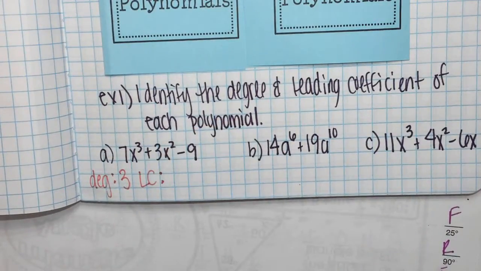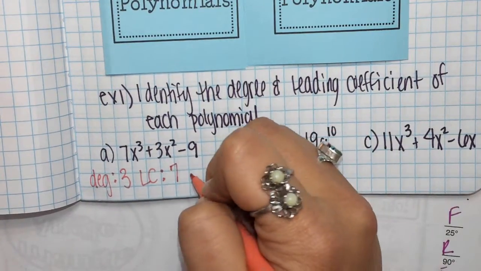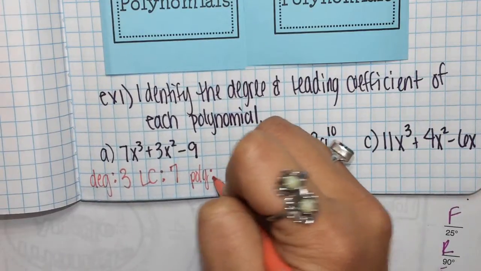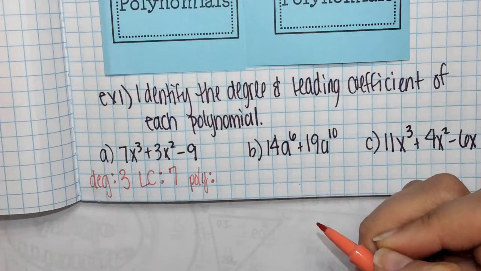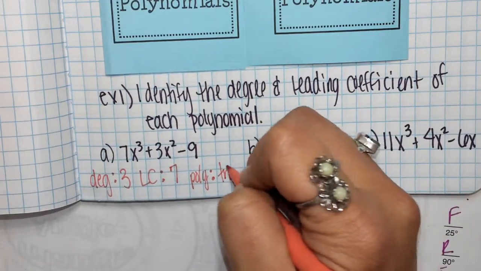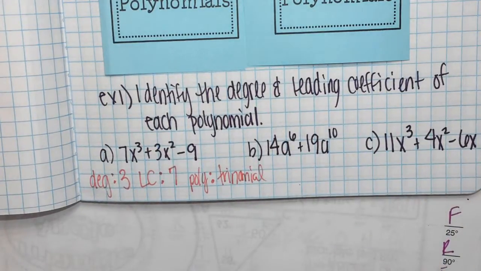Who can tell me what our leading coefficient is? CJ. 17. What, Tater? Or 7. 7. Fantastic. And what kind of polynomial is it? Take a point, CJ. Trinomial. Okay, thank you, Troy. A trinomial. Does everybody see what we're doing? Yes. Can you handle B and C without me, and then we'll check together? Yes. Okay, go team.